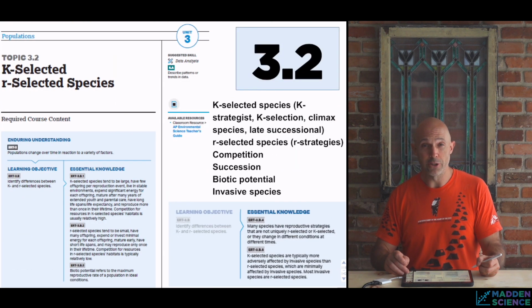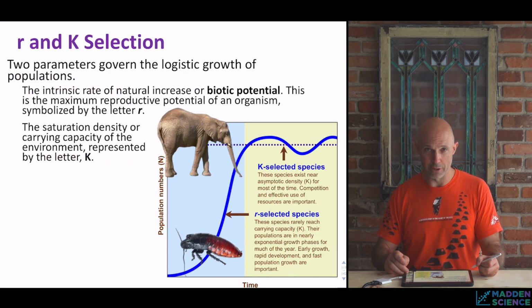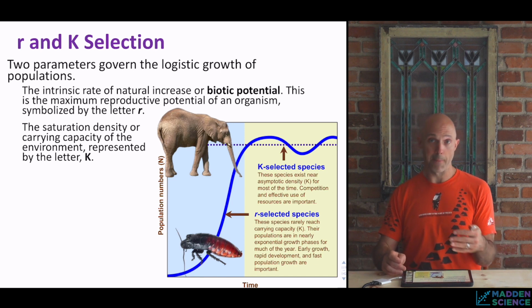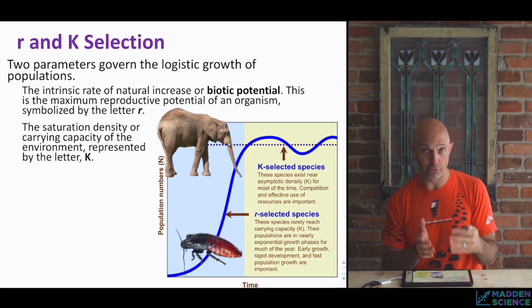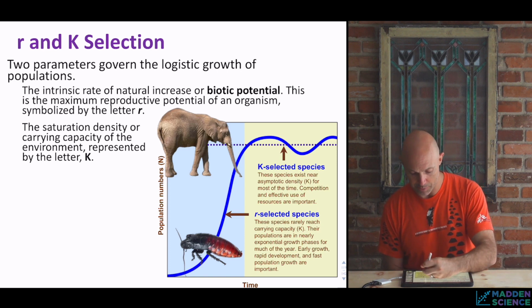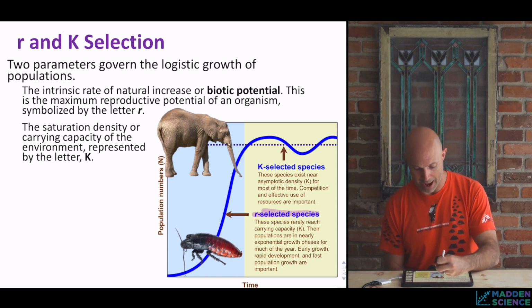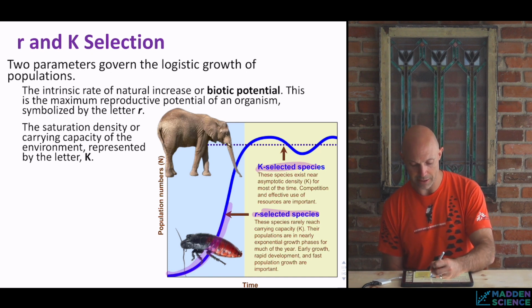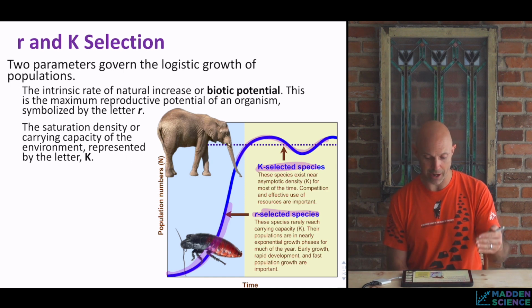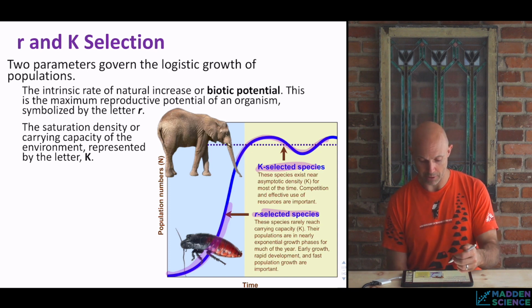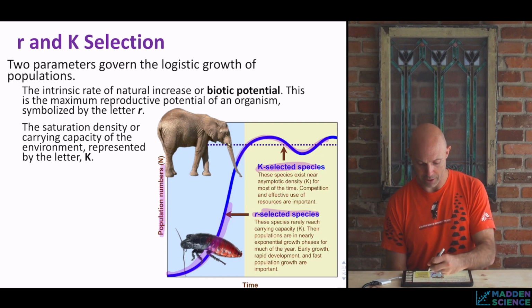3.2, K and R selected species. Another example of a definition in population ecology that applies to some but not all. You've got your same, really combined in this case, J curve and S curve. In the case of R selected species, existing generally in and around this exponential growth phase, versus K selected species hanging in here, in and around equilibrium of carrying capacity, hence K for carrying capacity, R for rate. So the rate or reproductive growth here, which you'd get as population divided by time.